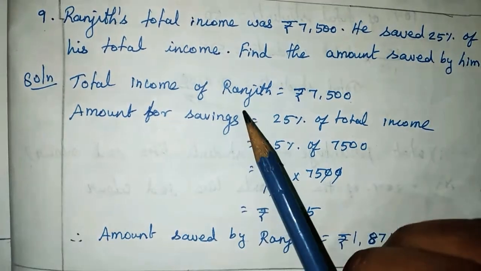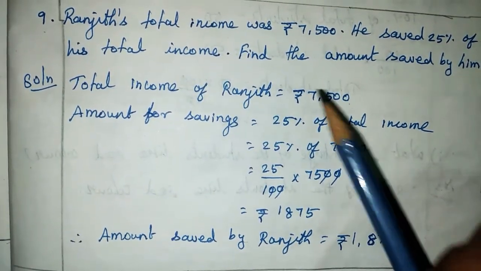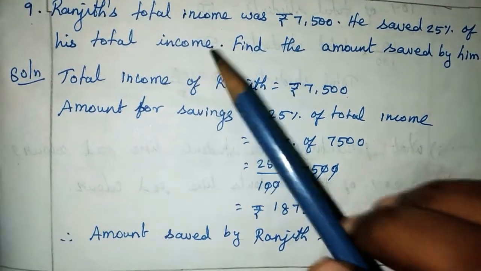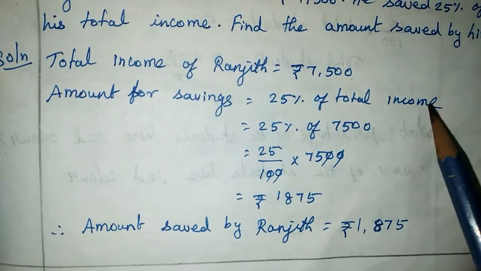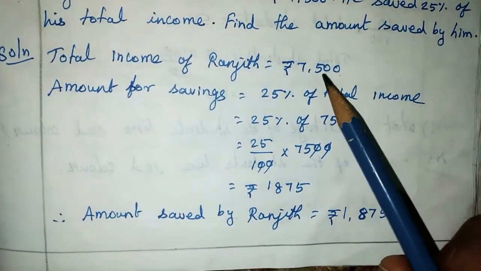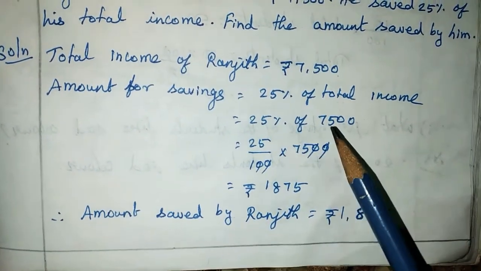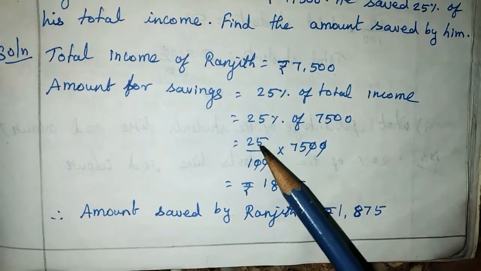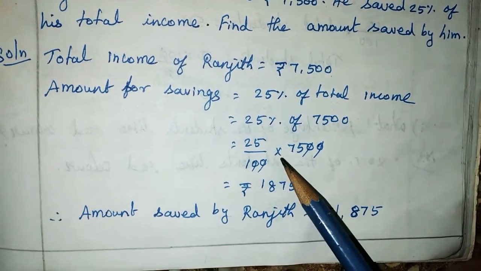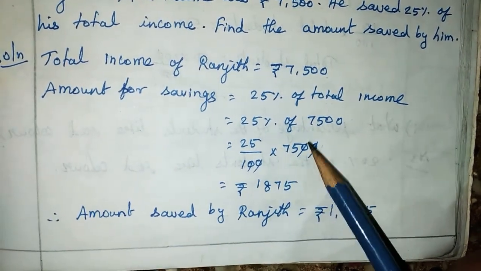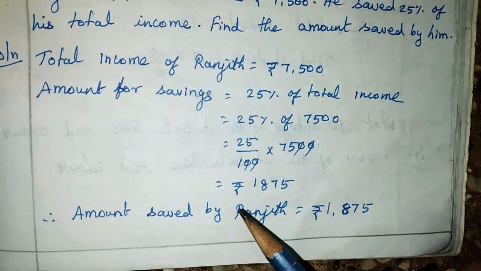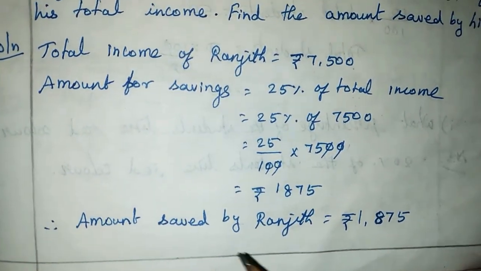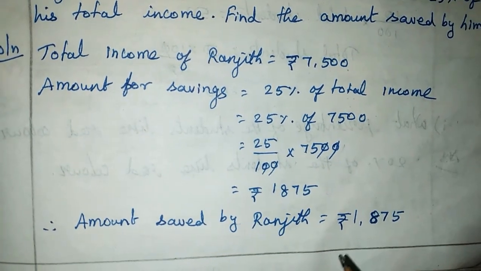The total income of Ranjit is given as 7,500. And the savings is given as 25% of his total income. That is 25% of 7,500. This 25% can be written as the fraction 25 by 100, into 7,500. When we cancel the zeros, we get the amount as 1,875. Therefore, the amount saved by Ranjit is rupees 1,875.